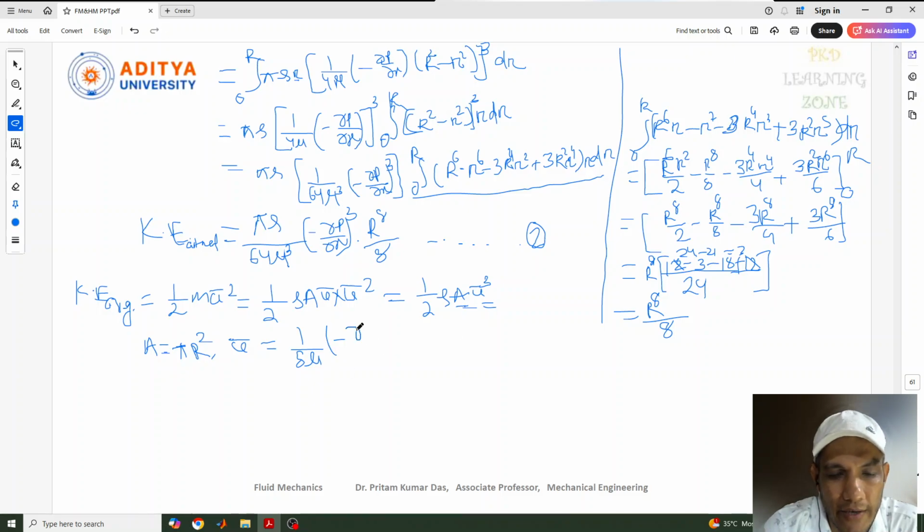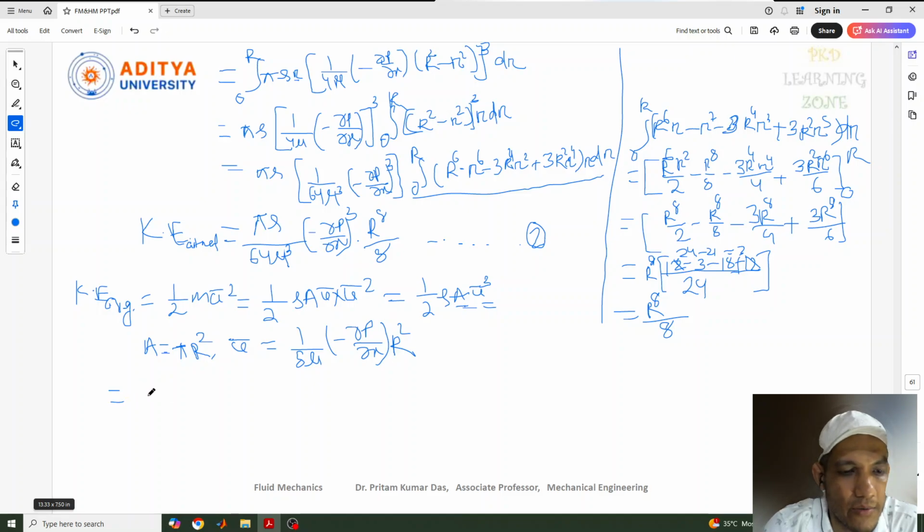Remaining things are the same actually, only a few differences are there: minus del p by del x into r square. So this is the formula for this average velocity. Now again, we just need to put this value of kinetic energy in this equation. See, this equation is there, so just put this value in this equation.